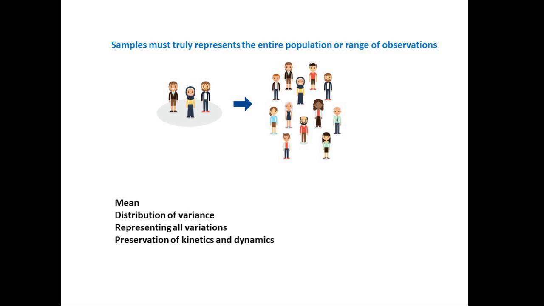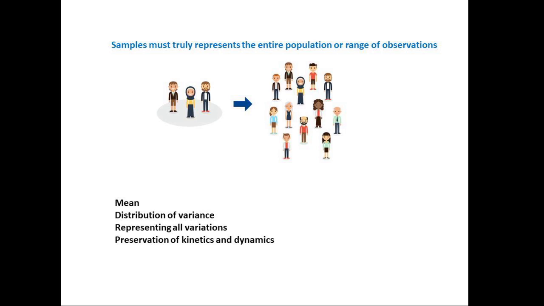Then samples must truly represent the entire population or range of observation. So look at this picture. These three individuals were selected as a sample from the whole population, or the sampling frame. These three individuals must represent the whole population. What do you mean by must represent? That means the mean should be the same. So if I say the mean age of a population is 24 years, the sample that I have taken should also have a mean age of 24 years.